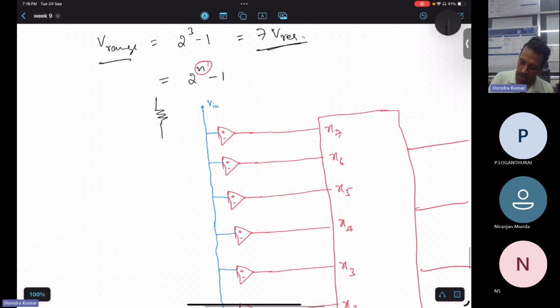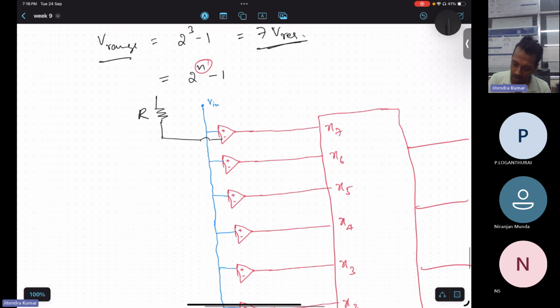So this one resistance is connected to... okay, so this value is R. Similarly, another resistance will be connected to another.